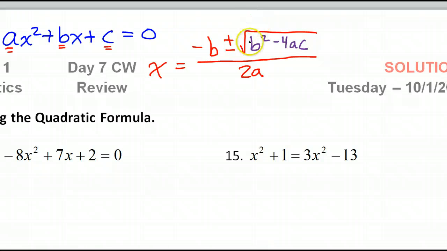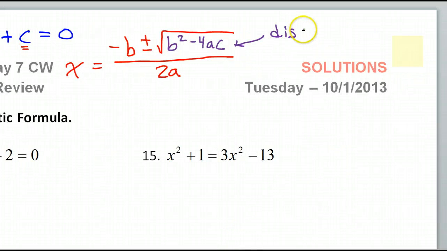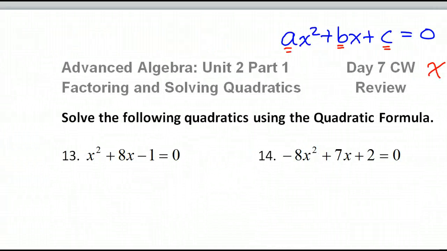That's the point. Now, I made this part underneath the radical purple because it has a special name. The purple part is called the discriminant. I want you to always calculate the discriminant first and then plug it in. So don't try to plug all this in at once. Calculate the discriminant separately before the rest of the problem.